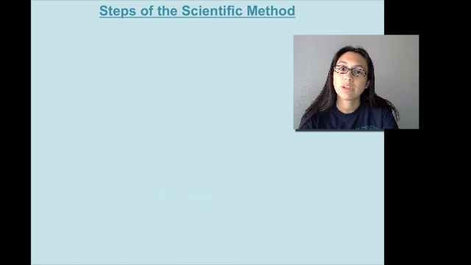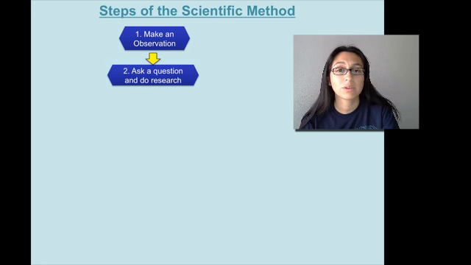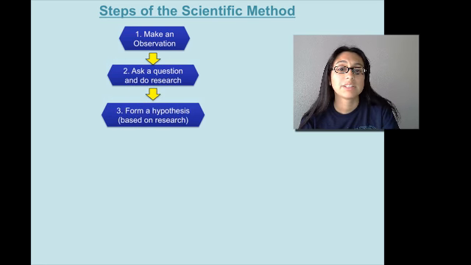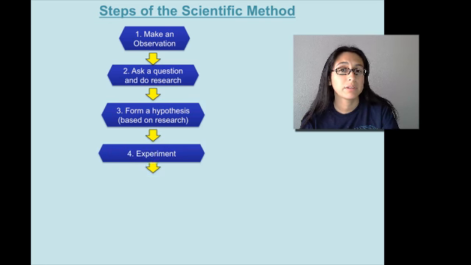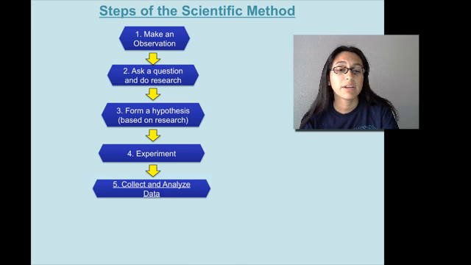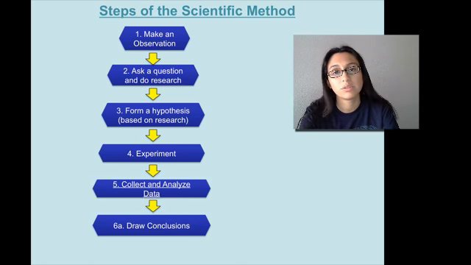All right, so the 6 official steps of the scientific method. We're going to go through each one of these. Here I'm just going to list them for you first, and then we'll go through each one at a time. So 1, make an observation. Step 2, ask a question and do research. Step 3, form a hypothesis based on that research. Step 4, experiment. Step 5, collect and analyze data. And then step 6, draw conclusions.